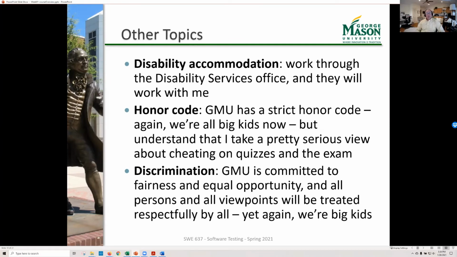Other topics: if you have a disability accommodation, don't work directly with me, work with the Disability Services Office. They will contact me and I will make whatever adjustments are necessary to support that. GMU has a strict honor code. I have had more than one serious cheating problem in this class, and I've only been doing this for 3 semesters. I was very, very disappointed when those happened, and it ended up working out poorly for people. So don't do that, okay? We're big kids. We can take classes on our own.